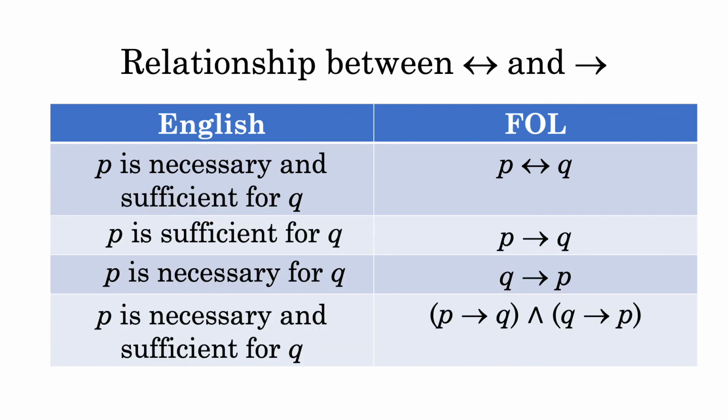Not surprisingly, necessary and sufficient works just the same way. So another way of expressing the biconditional is to say P is necessary and sufficient for Q, and you can basically run through the same reasoning.